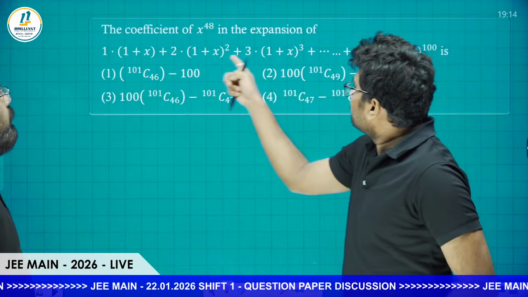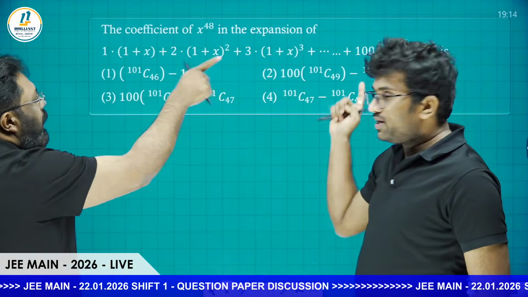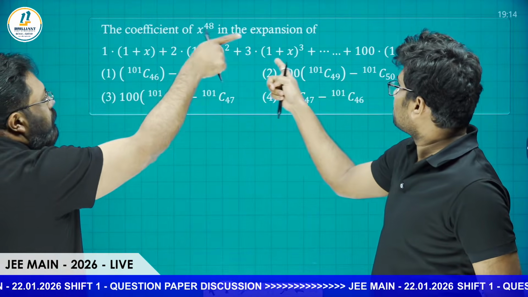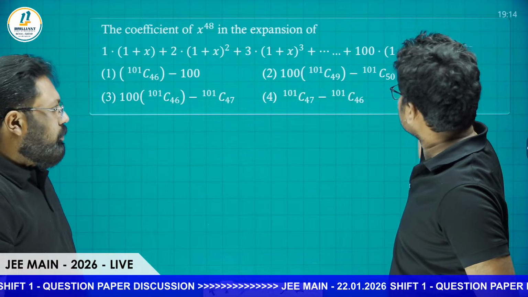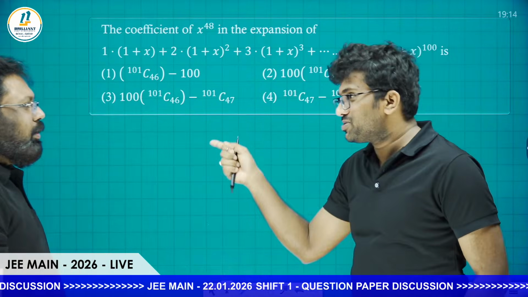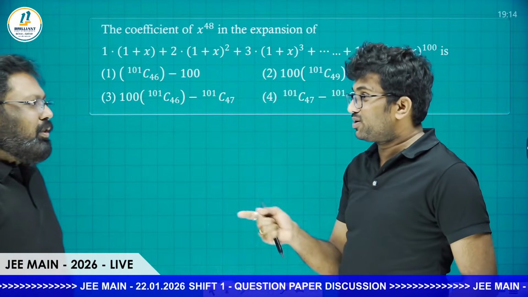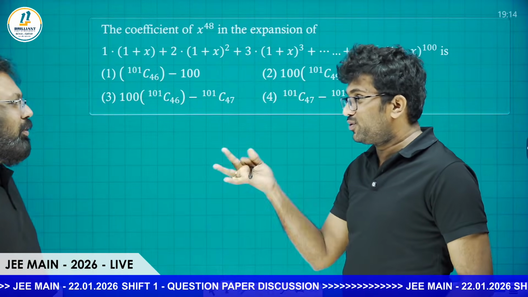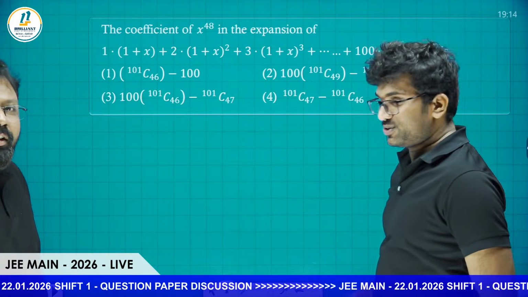So 1, 2, 2, 3, 3, and so on till 100 will be in AP. 1 plus x whole square, 1 plus x whole cube, and so on till 1 plus x whole power 100, it's in GP. Actually, AGP has been deleted, sir, since 2023. But questions were asked in 23, 24, 25, and even in 26 too.